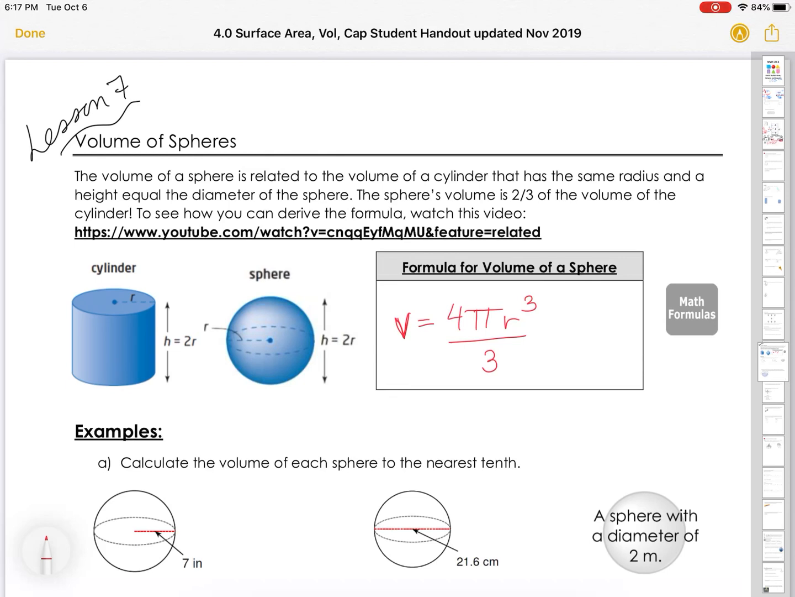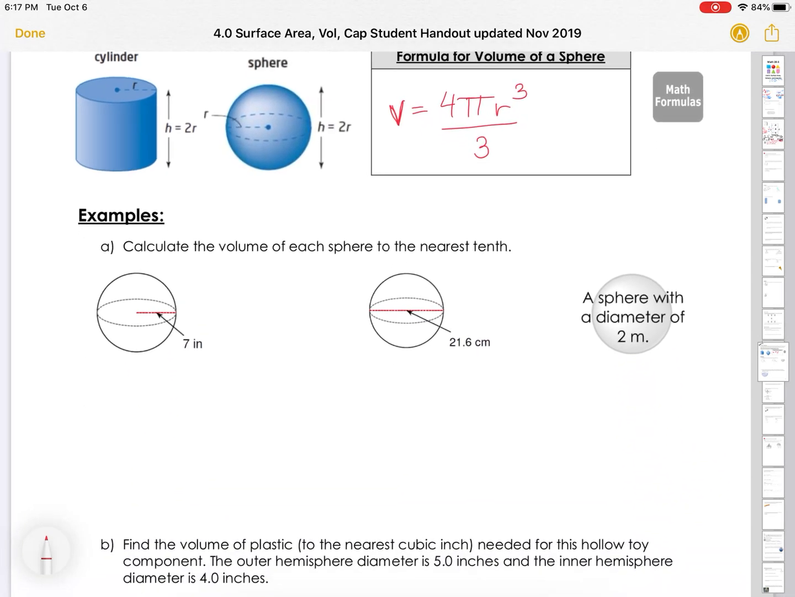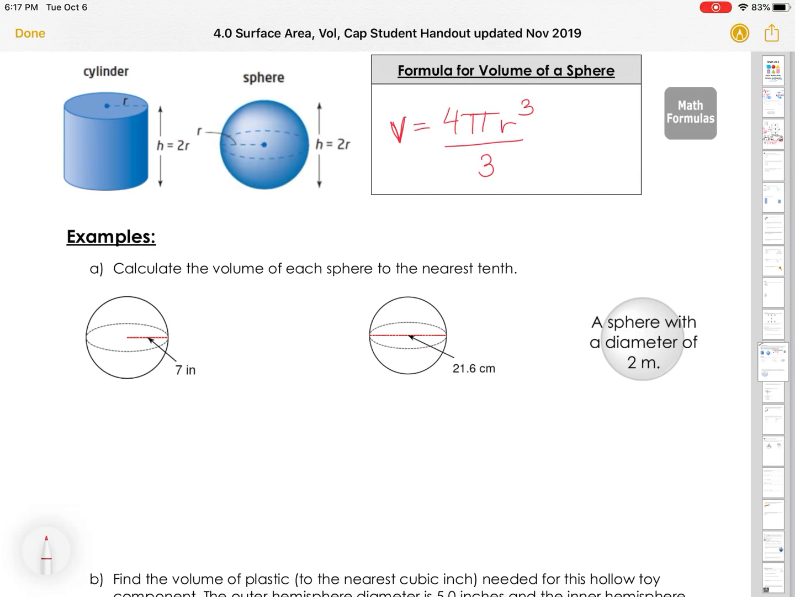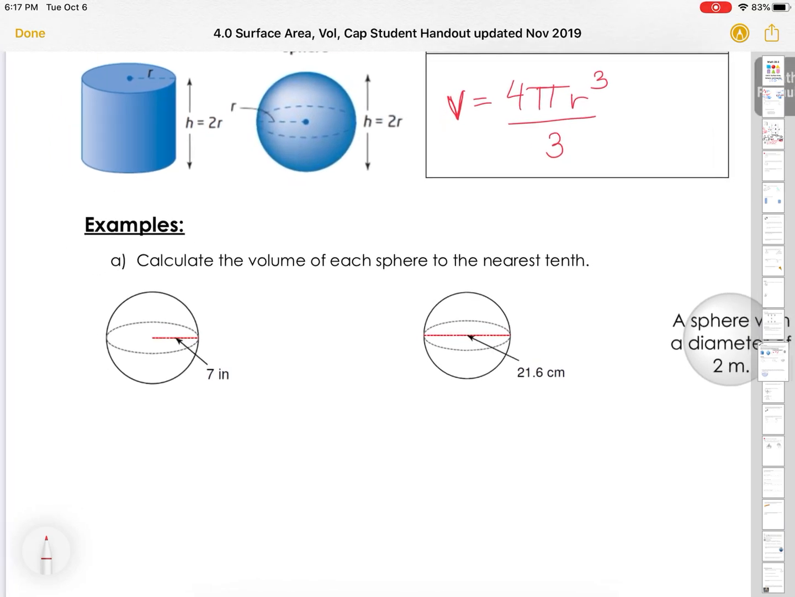Obviously, if you have half a sphere, you've got to adjust. You would multiply that by 1/2, that sort of thing. So let's use this formula and see what happens. Calculate the volume of each sphere to the nearest tenth. We'll start with the first one.